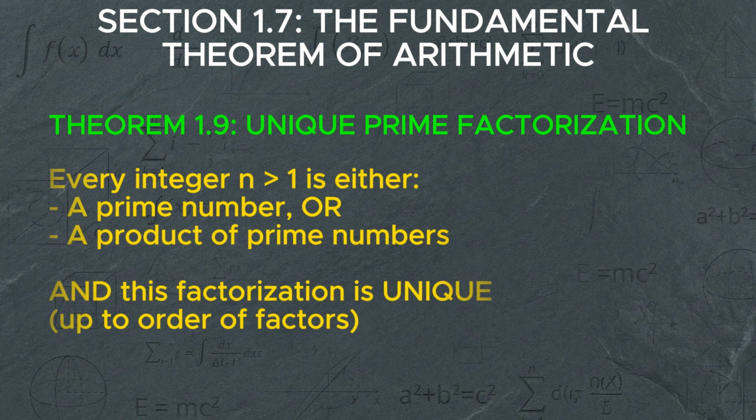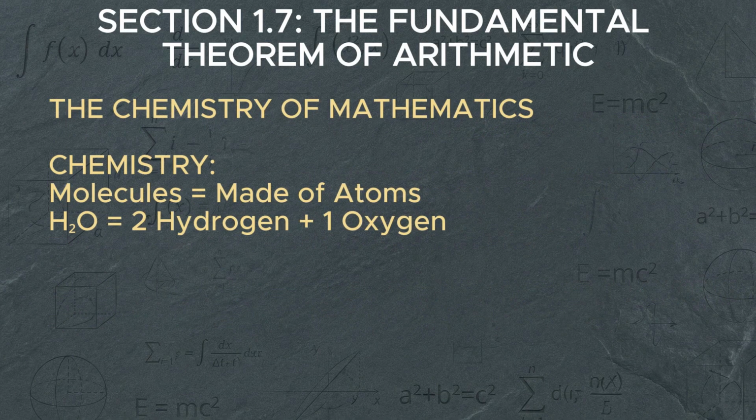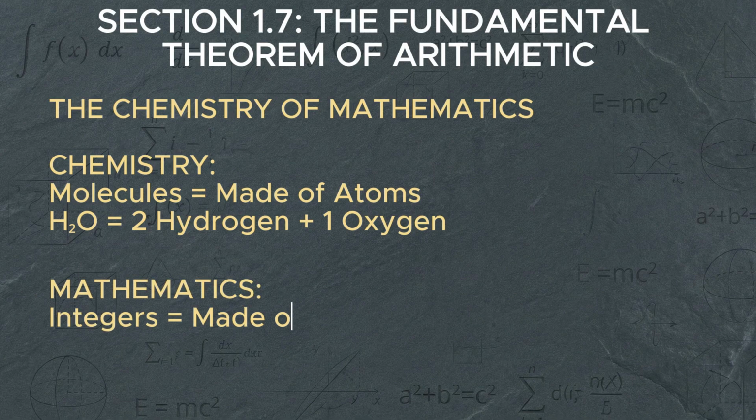It states that every integer greater than 1 is either a prime number, or it can be written as a product of prime numbers. And crucially, this factorization is unique. No matter how you break down the number, you'll always get the same primes. Think of this as the chemistry of mathematics. In chemistry, every molecule is made of atoms. You can take water, H2O, and break it down into 2 hydrogen atoms and 1 oxygen atom. In mathematics, integers are the molecules, and prime numbers are the atoms. They're the indivisible building blocks.